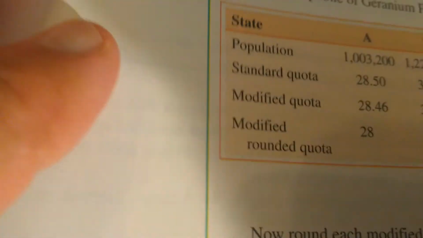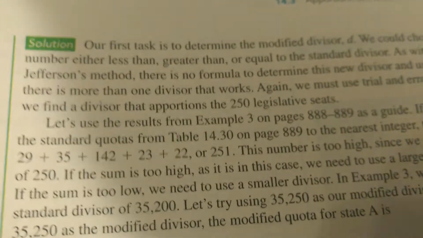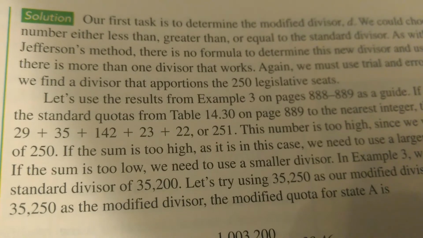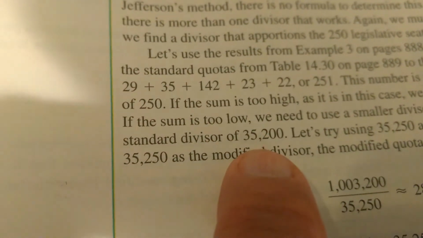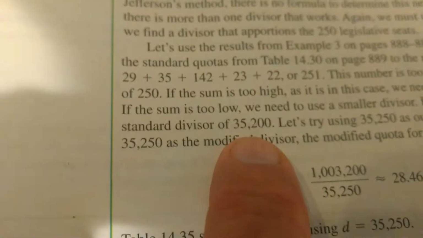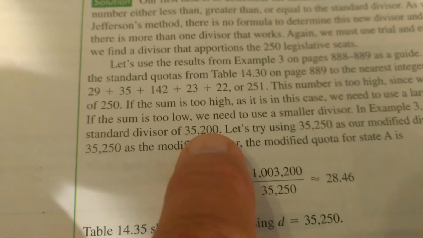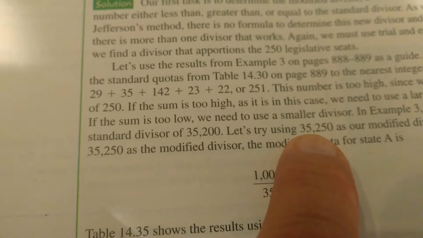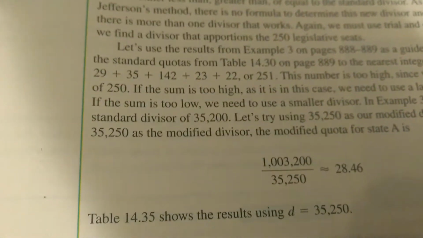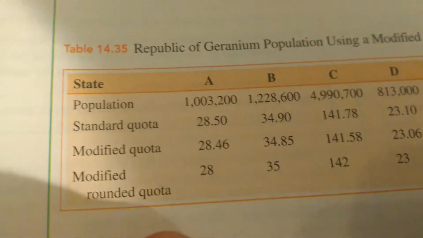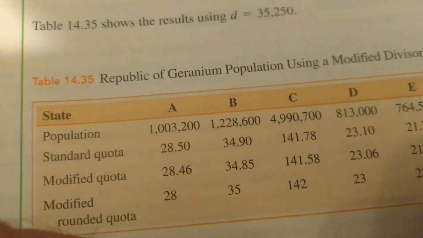And so what happens here is we know that if we were to take the 250 seats and divide into the 8,800,000, we'd get 35,200, which is the standard divisor. See, in Webster's method, we're going to round it up a little bit. So instead of using 35,200, we're going to use 35,250, round it up a little bit. And when we divide each one of these by 32,250, we get these numbers here.